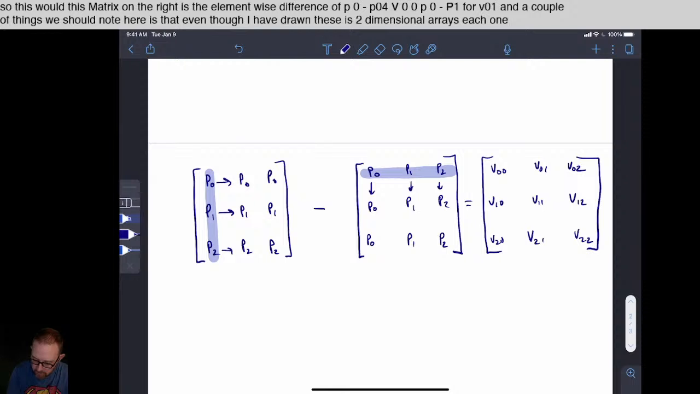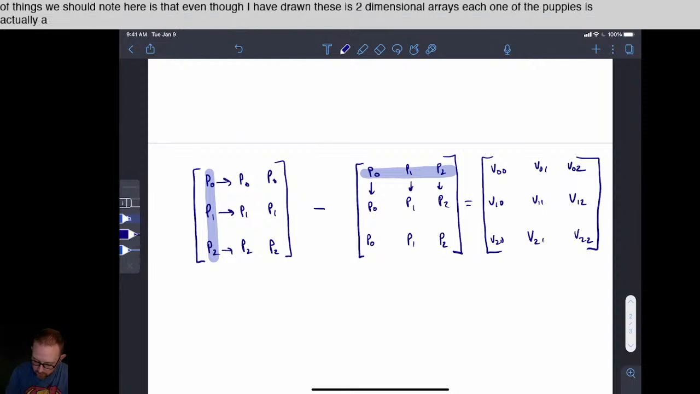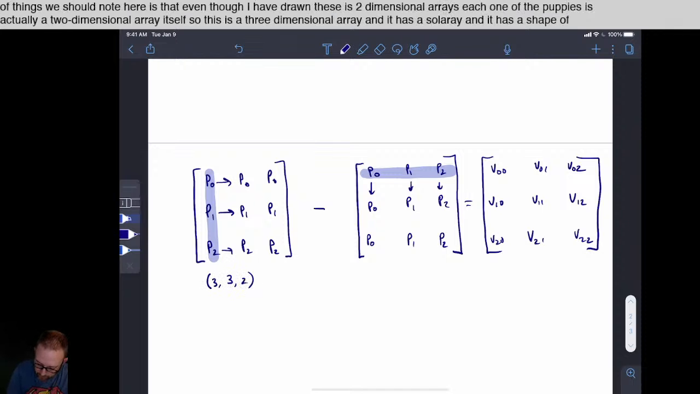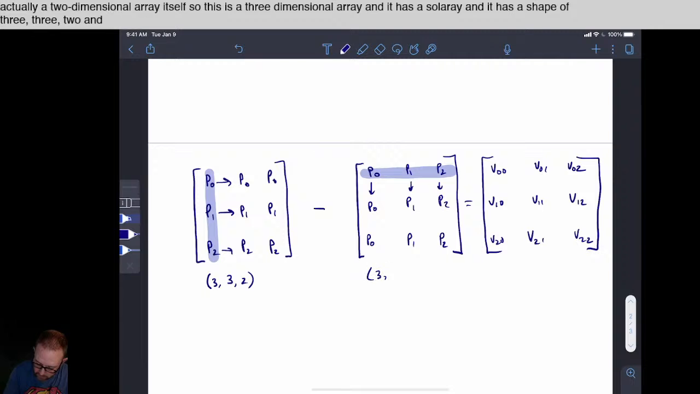A couple of things we should note here is that even though I've drawn these as two-dimensional arrays, each one of the P's is actually a two-dimensional array itself. So this is a three-dimensional array, and it has a shape of 3, 3, 2. And this one has 3, 3, 2. And this one is 3, 3, 2.